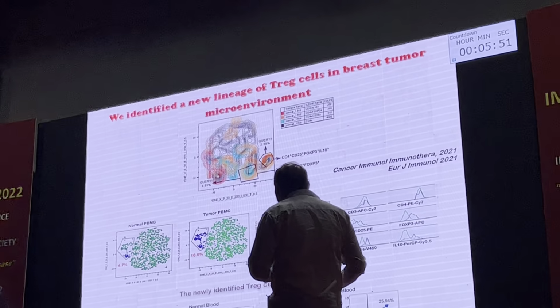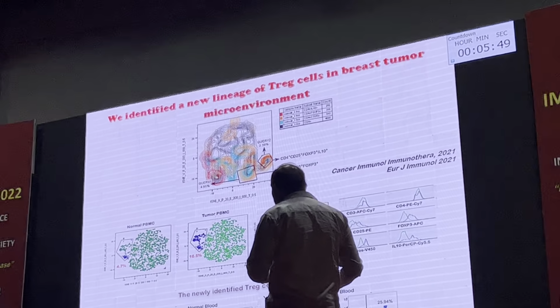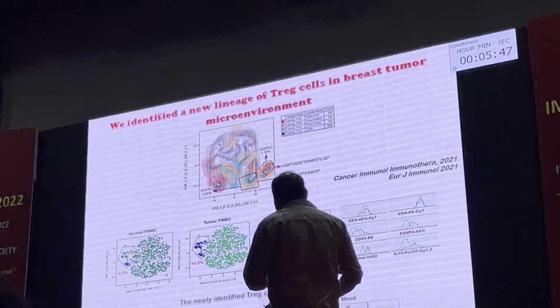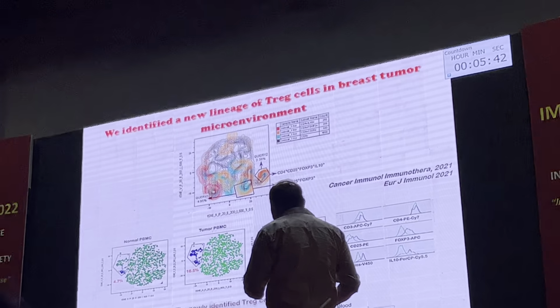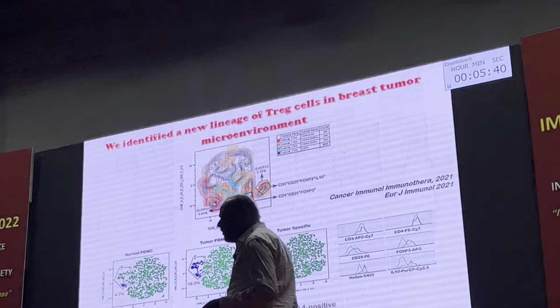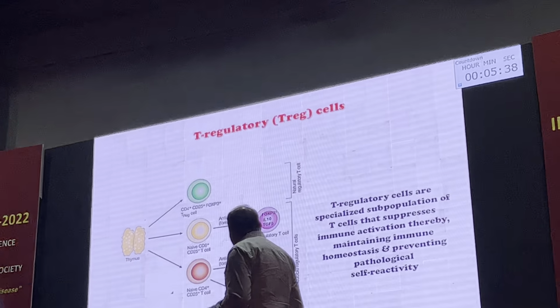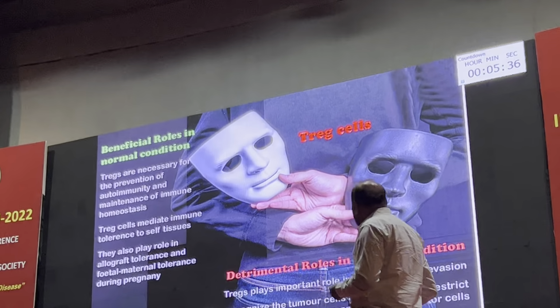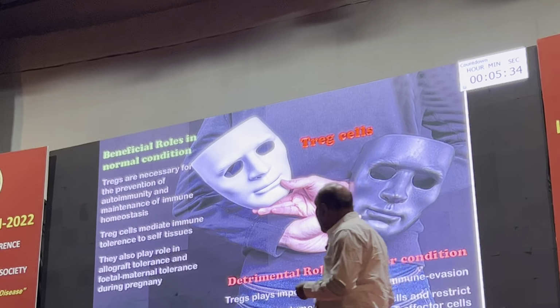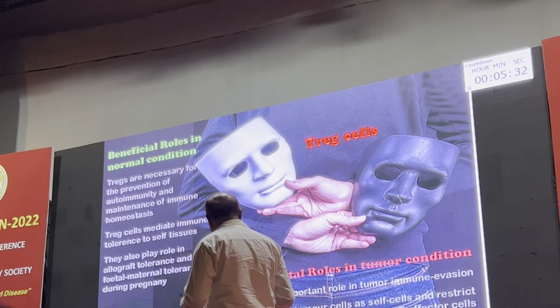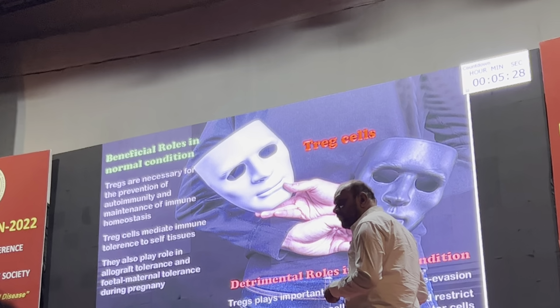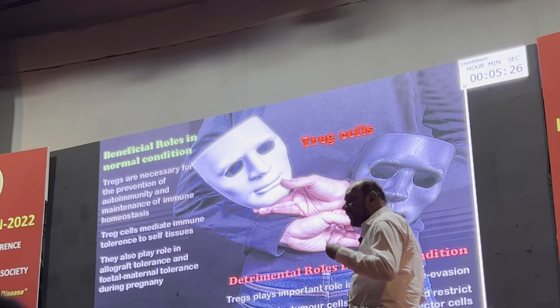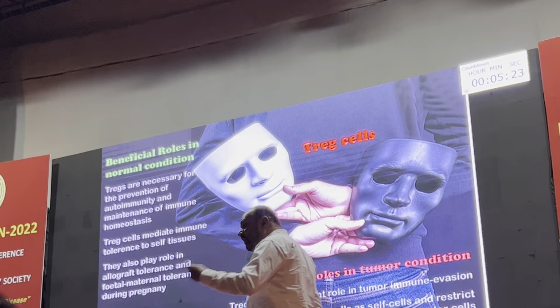These are the normal T regulatory cells, the inducible T regulatory cells, and these are the tumor-specific T regulatory cells. They are quite different from the natural T regulatory cells. We found that T regulatory cells have both a beneficial and a detrimental role. These tumor-specific T regulatory cells are detrimental. They suppress our immune system and help the tumor to grow.